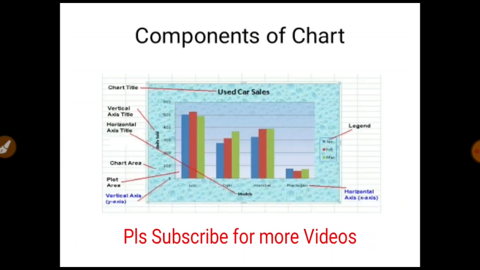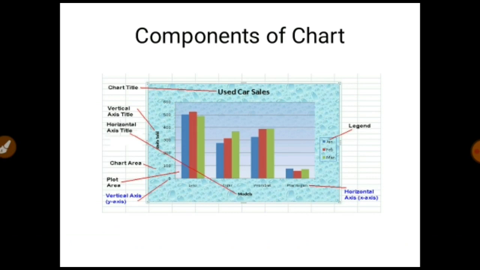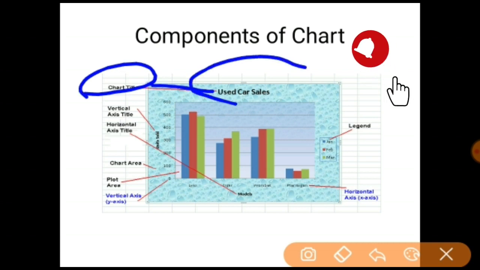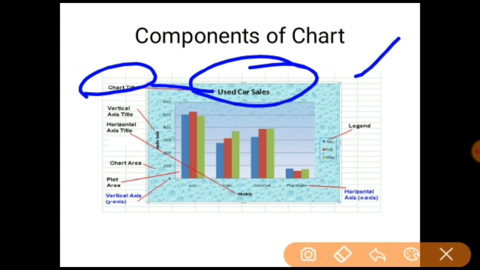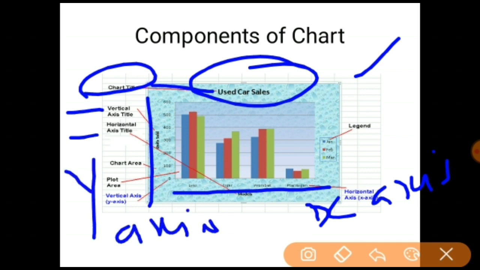Now, I'm explaining the components of the chart. Components means the basic parts of the chart, right? First of all, you can see here, we are having chart title, right? It means it's the title of your chart. Whatever title you want, you can give to your chart. Next is the vertical axis and the horizontal axis. This is known as the horizontal axis, or you can say x-axis, right? And this is known as your vertical axis, or you can say y-axis, right?